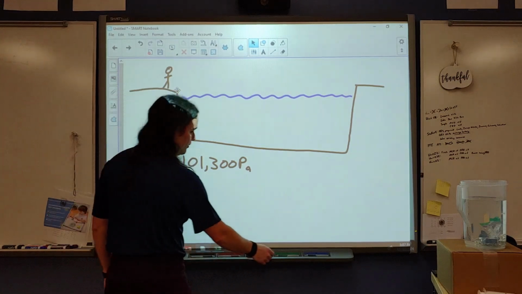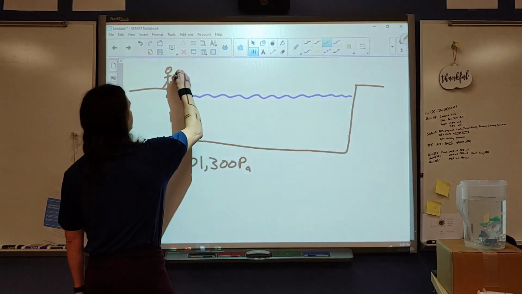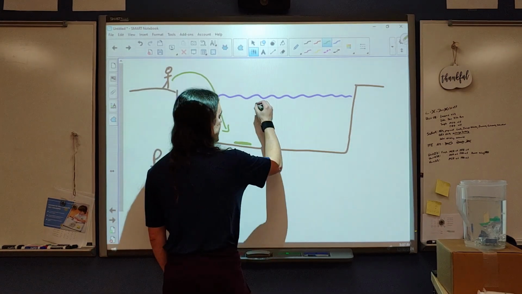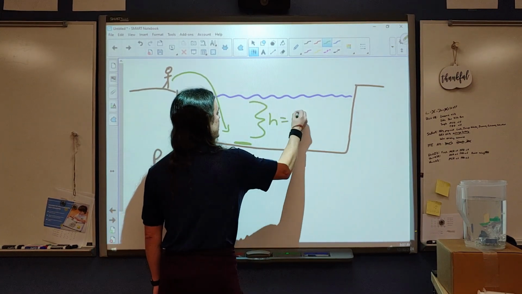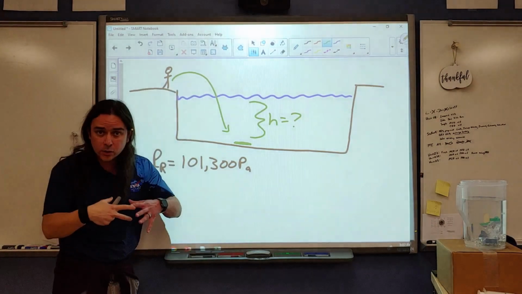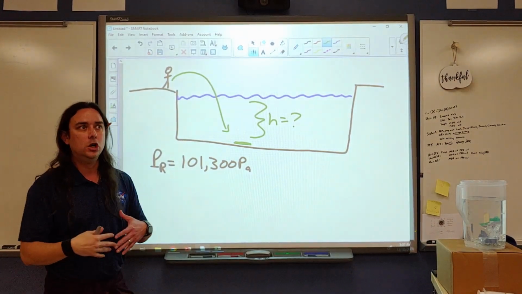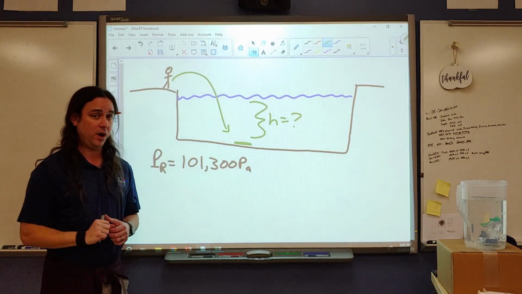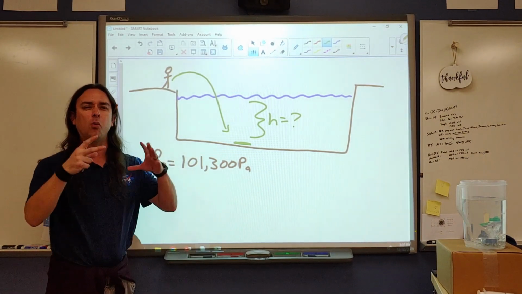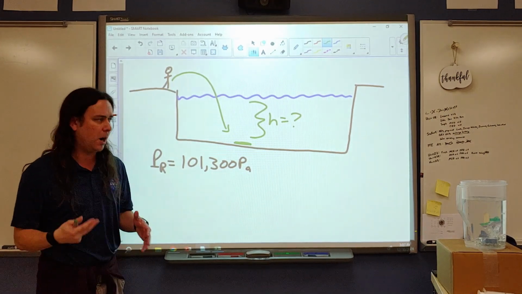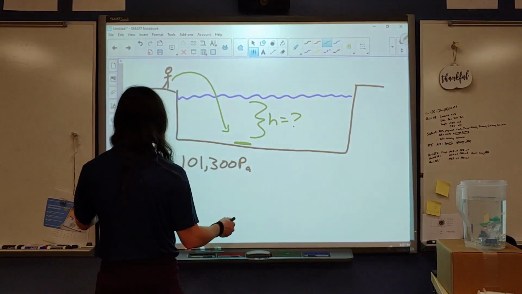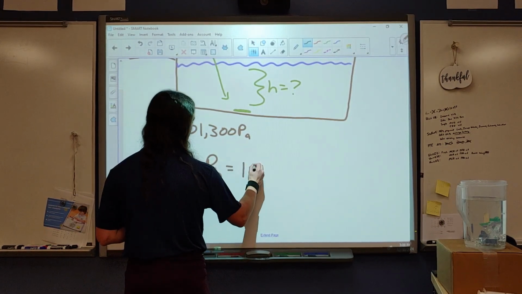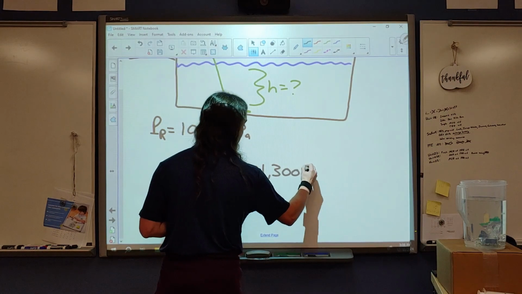That's atmospheric pressure. Okay, so my question is this. What if you were to dive in and go down to the bottom of a pool? How far down do we need to go in order to feel a new pressure that is, well, absolute pressure, 2 atmospheres, but gauge pressure, 1 atmosphere? That feels like 1 additional atmosphere squeezing our body. That way we can compare it. How deep do I need to go, in other words, for my hydrostatic pressure to be equal to 101,300 pascals?